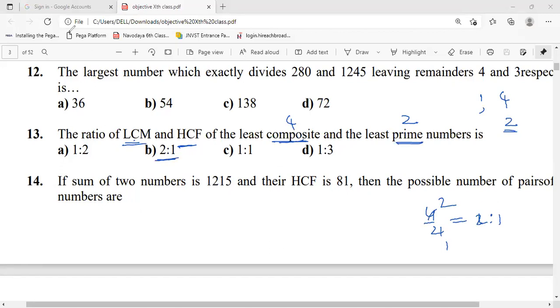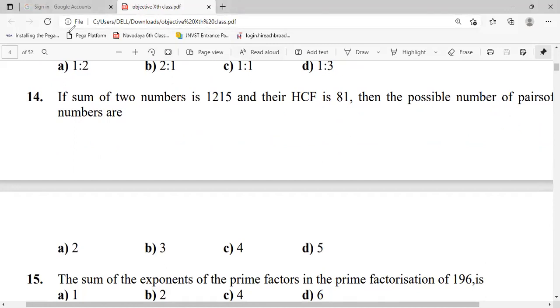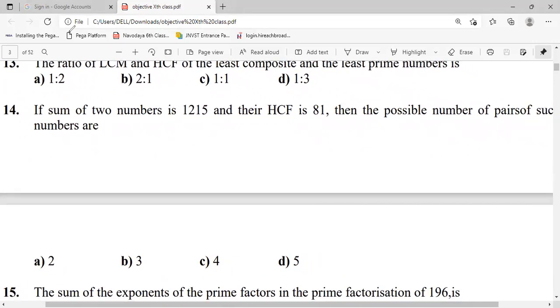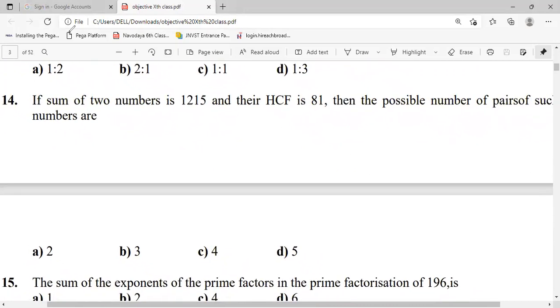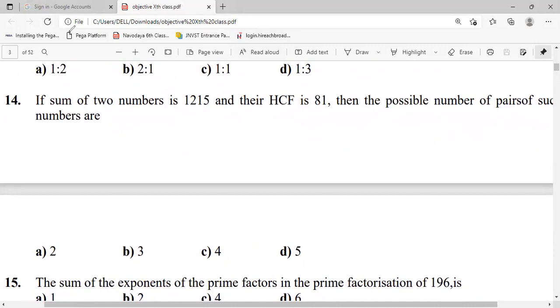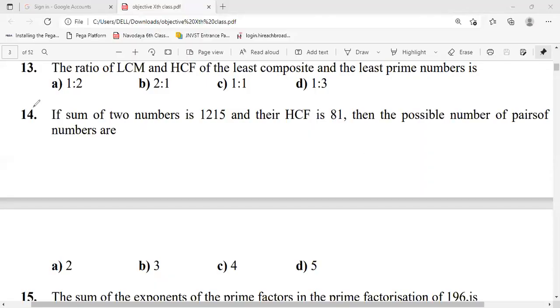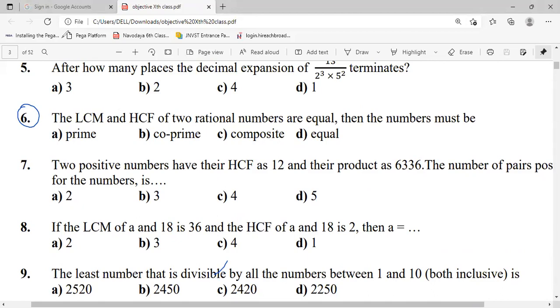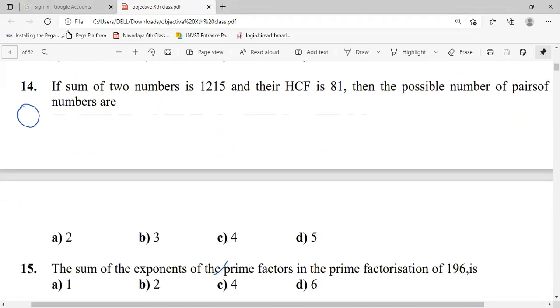Next, if the sum of two numbers is 1215 and their HCF is 81, then the possible number of pairs of such numbers are, they are asking. This answer may be 4. You do this, just now I explained here. As usual, the 7th question, you try this question, you will get the answer. And maybe it is 4.